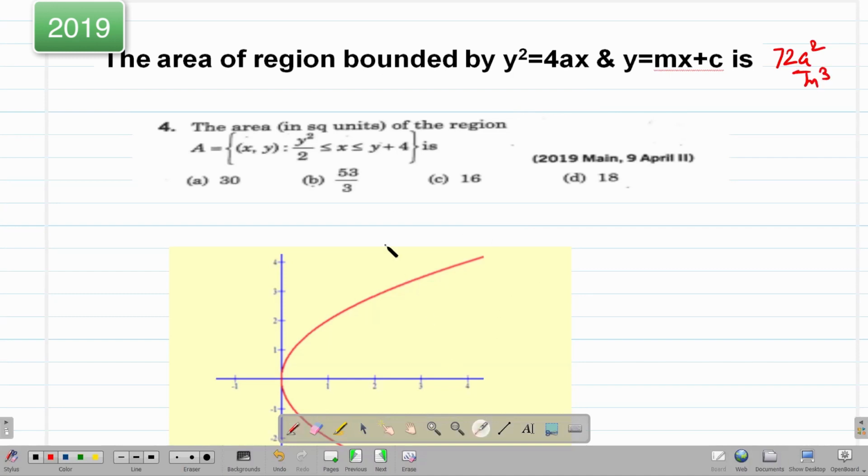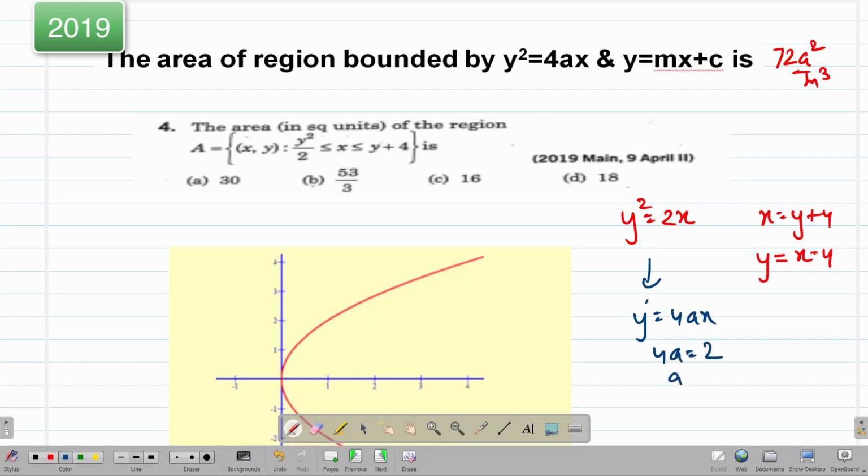So here my parabola is y square is equal to 2x, and my line is x equal to y plus 4, or y is equal to x minus 4. Now if I compare this parabola with y square is equal to 4ax, then 4a is here 2 and a is here 1 by 2. And if I compare this with y is equal to mx plus c, so m is here 1, that is the coefficient of x.